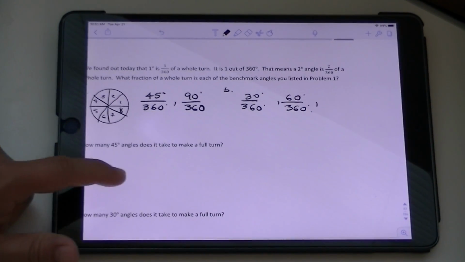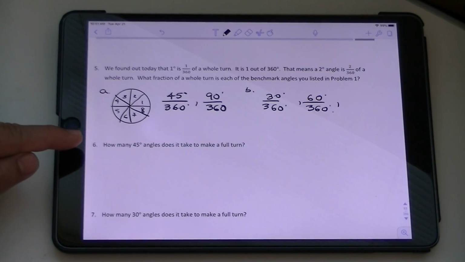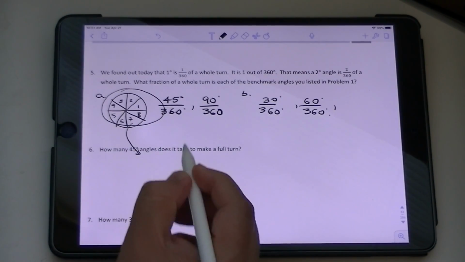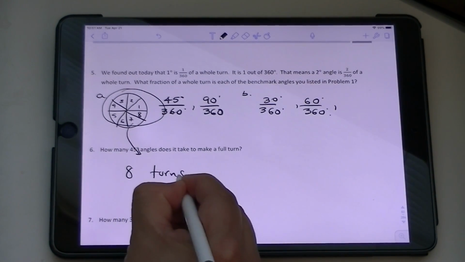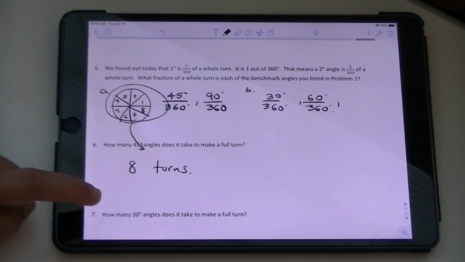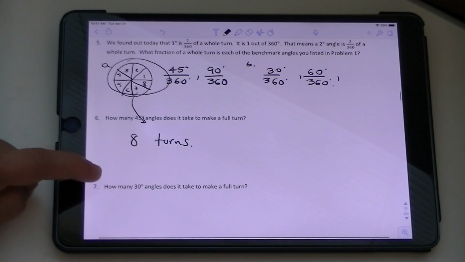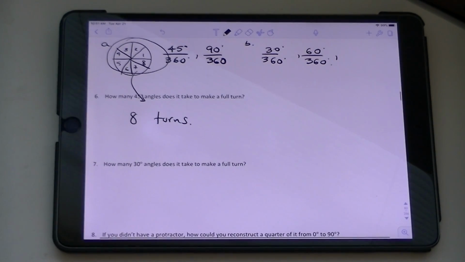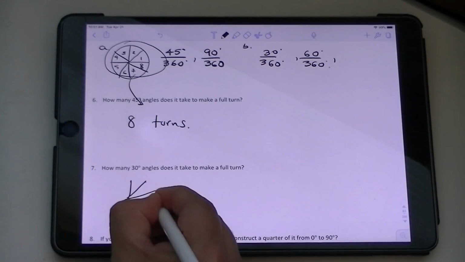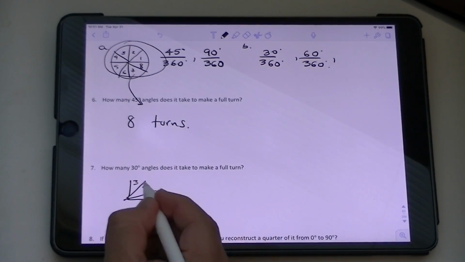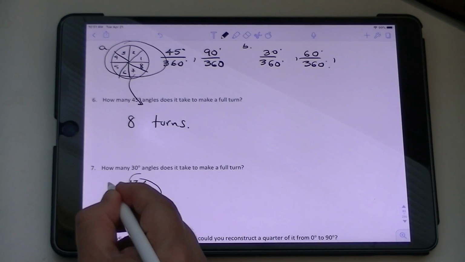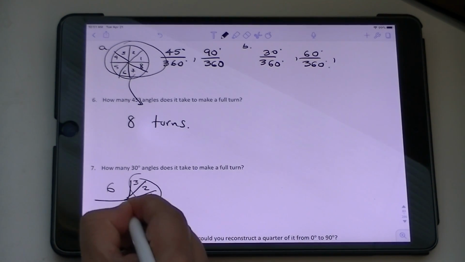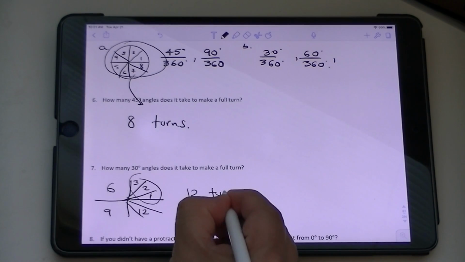Okay, now how many 45 angles does it take to make a full turn? Okay, so this one actually goes down here, so you need 8 turns. I was getting ahead of myself. Okay, 8 turns. How many 30-degree angles does it take to make a full turn? Well, think about it. A 90-degree angle has 1, 2, 3. That means that there's 3 here, there's 6 there, 9, and finally here you will have 12. So you need 12 turns.